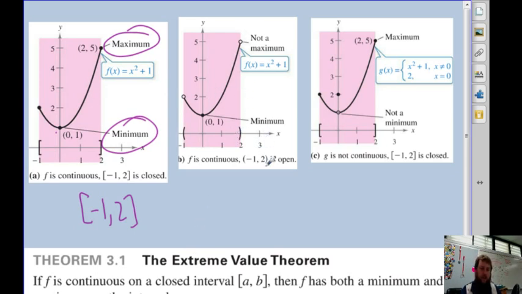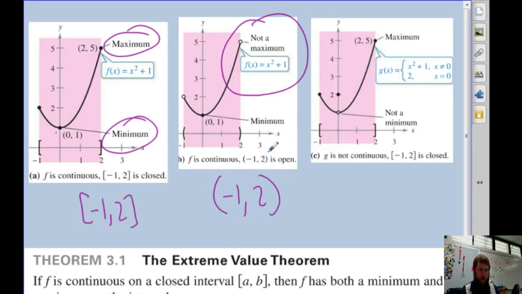Now, in this case right here, we're on an open interval. Open means -1 to 2, but not including -1 and 2. So in this case, I only have a minimum right here at 1, but I don't have a maximum. It's getting close to this, but not hitting it. Because it's not hitting an actual point, we do not have a maximum in this case. It's kind of weird, I know.